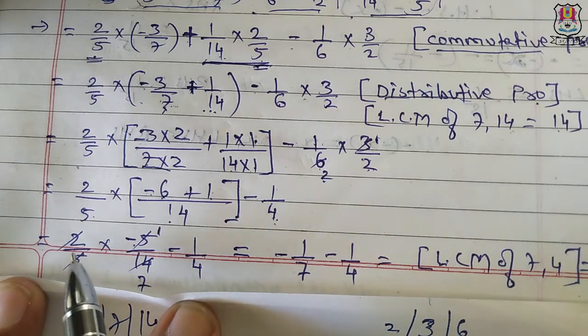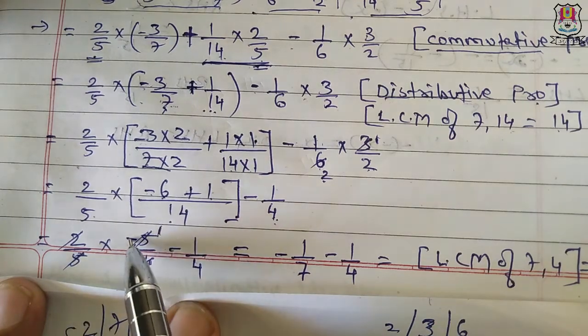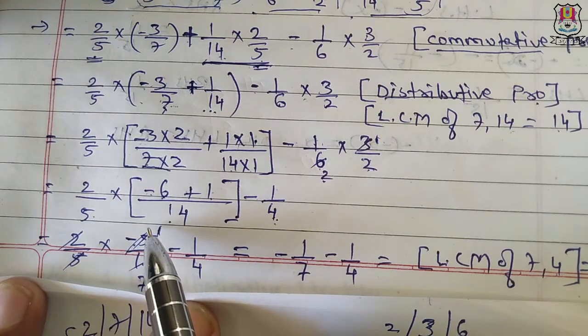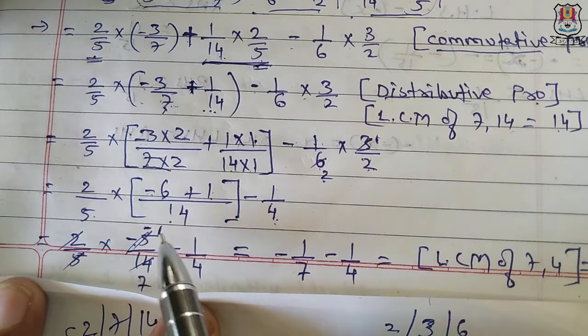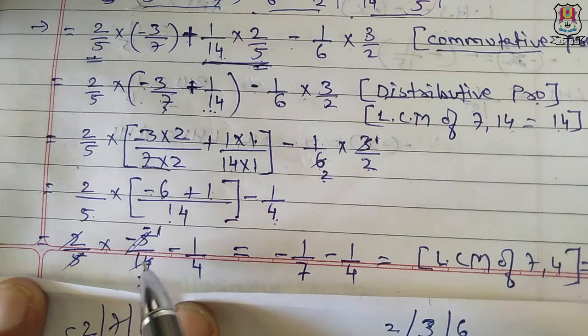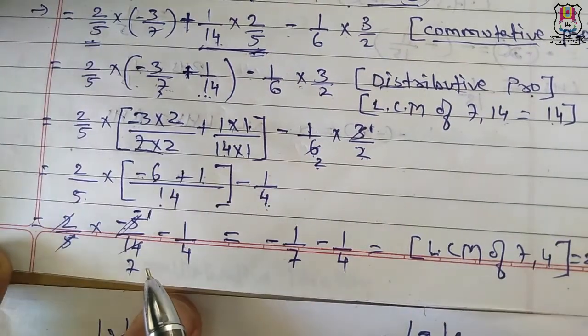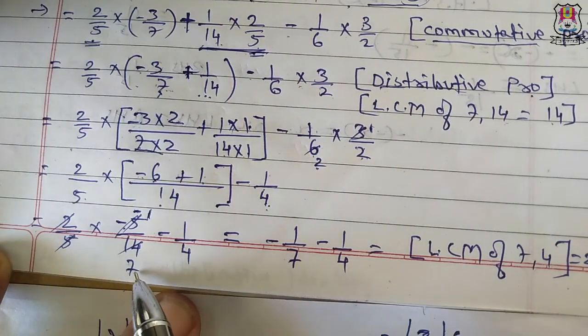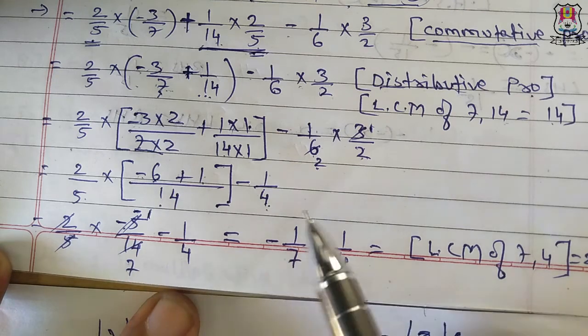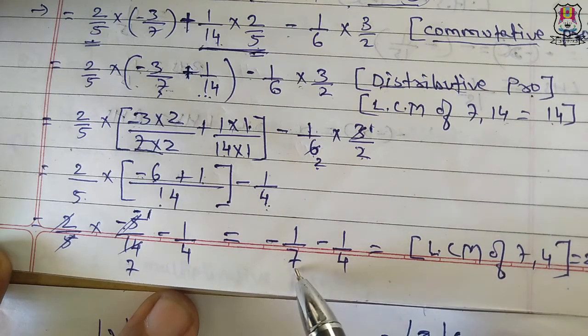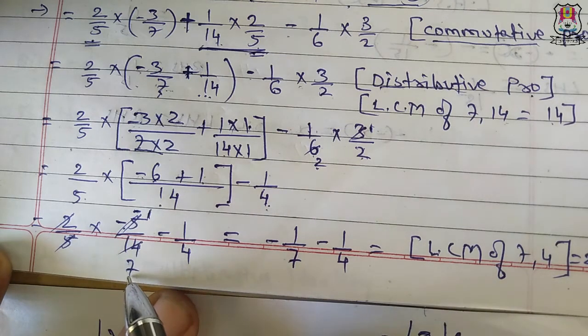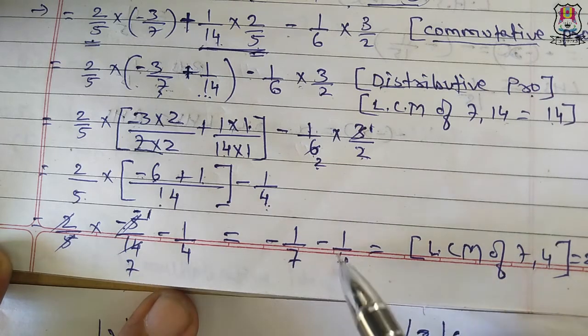upon 4. Now we can cancel it out, because there is multiplication. So 5 1s are 5, and this minus sign, as you can say, 5 minus 1s are minus 5, and 2 7s are 14. 2 7s are 14. So what remains with us? That is minus 1 upon 7, this minus 1 upon 7, and minus 1 upon 4.